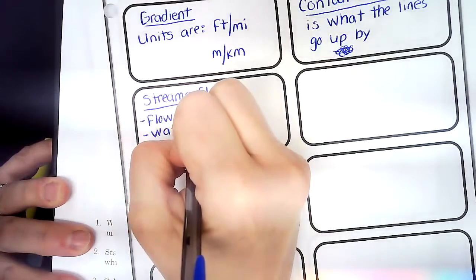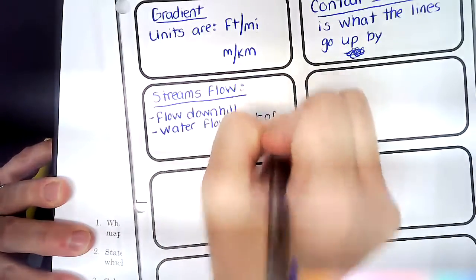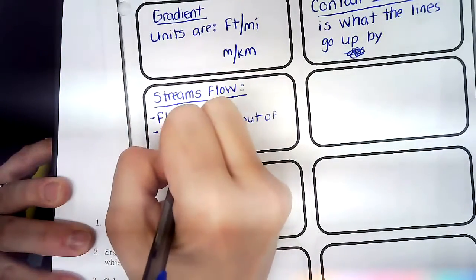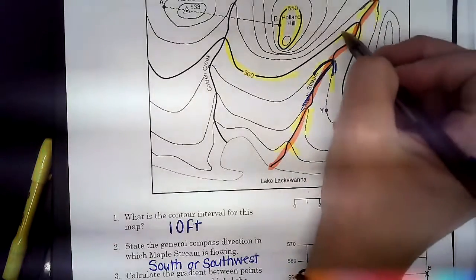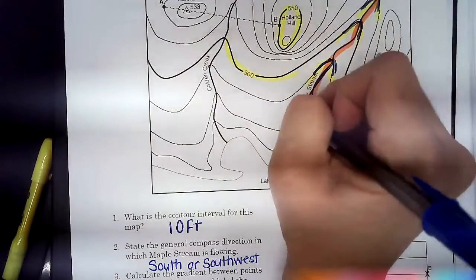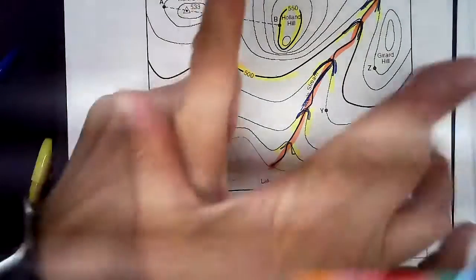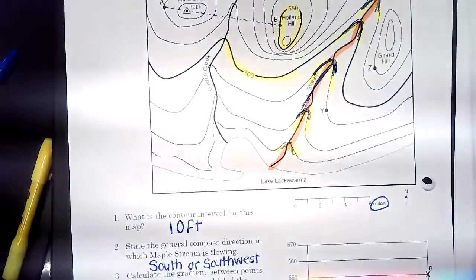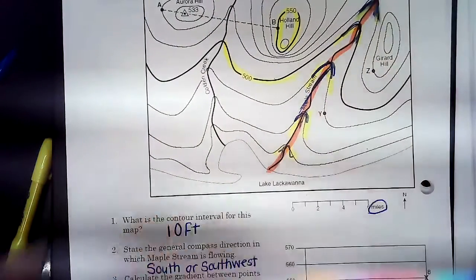Water flows out of the V. Does everybody know what I mean by out of the V? Okay, do you see how all the lines are bending here? Can you use your imagination to see those are V's? The water's coming out of the V. So if the V is opening up this way, the water's coming out of the V. So it always comes out of the V. So if this is the V, it's going to be coming out and going this way. Okay.